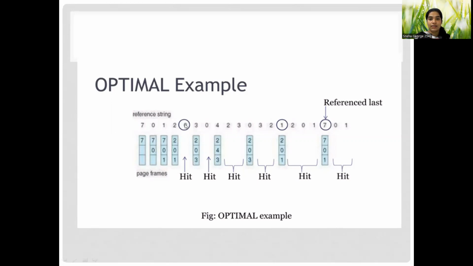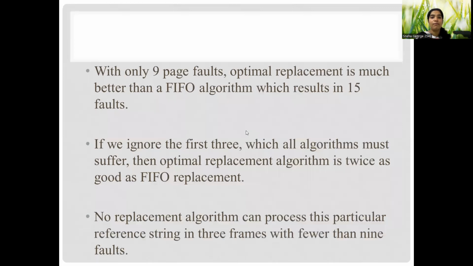Now coming to the next string, that is 0. 0 is already there, so it is no more a page fault. It is a hit. Next is 3. When it comes to 3, the page that is not being used for the longest period of time is 1. So 1 will be replaced by 3. This is how optimal page replacement works: the page that is unreferenced for the longest period of time will be replaced. In this particular example, with this reference string, there are only 9 page faults.